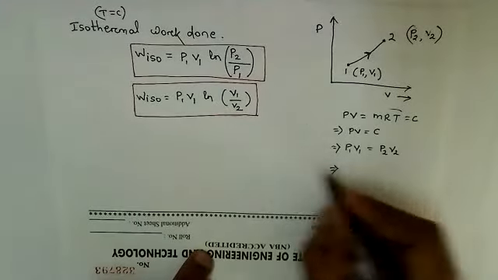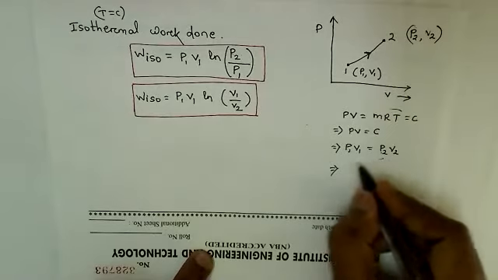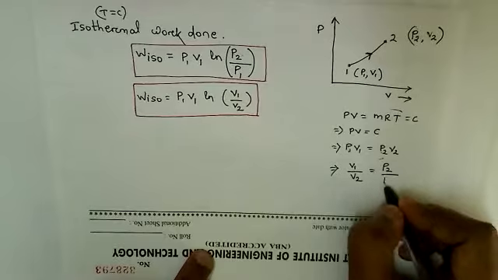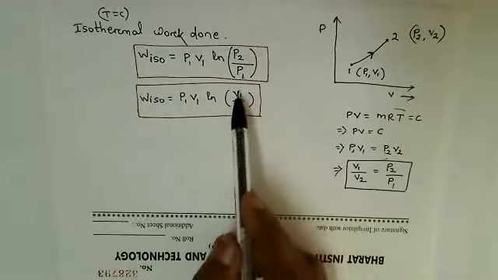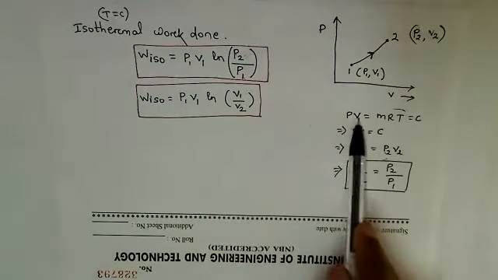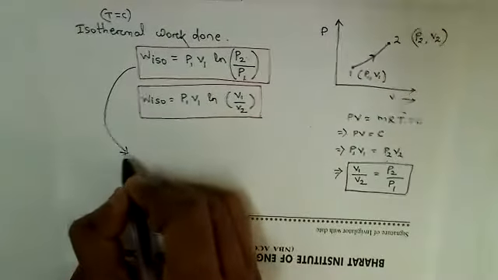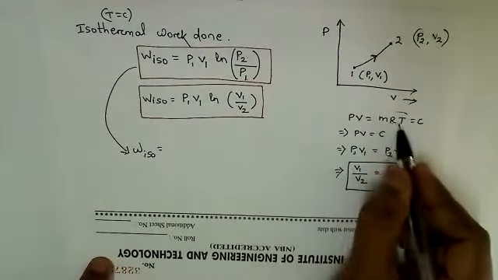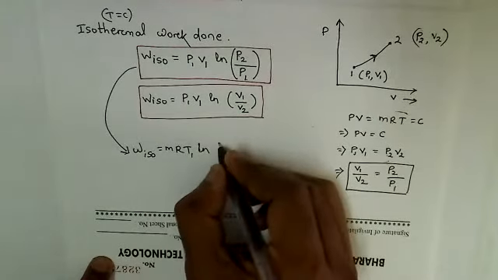So that implies, if I take this P1 to this side and this V2 to this side, I will get V1 by V2 is equal to P2 by P1. So that's why in place of P2 by P1, I have written V1 by V2 from this equation. And again, PV equal to mRT. So for this formula also, in place of P1 V1, I can write mRT1. So W isothermal equal to mRT1 ln P2 by P1.